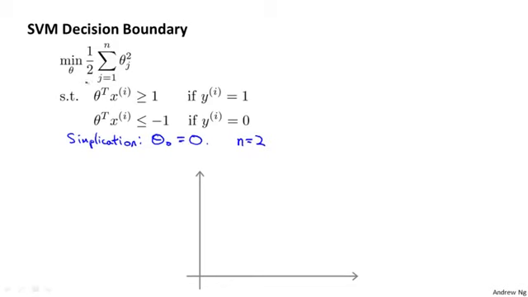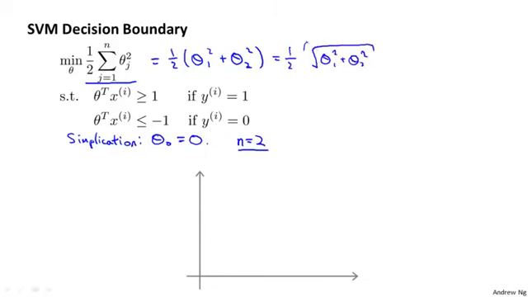Now let's look at the optimization objective of the SVM. When we have only 2 features, when n is equal to 2, this can be written as 1/2 of theta 1 squared plus theta 2 squared, because we only have 2 parameters, theta 1 and theta 2. I'm going to rewrite this a bit, as 1/2 of the square root of theta 1 squared plus theta 2 squared, then squared. The reason I can do that is that for any number w, the square root of w and then squared is just equal to w. So taking the square root and squaring should give me the same thing.